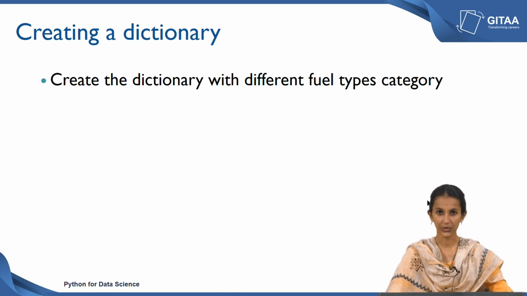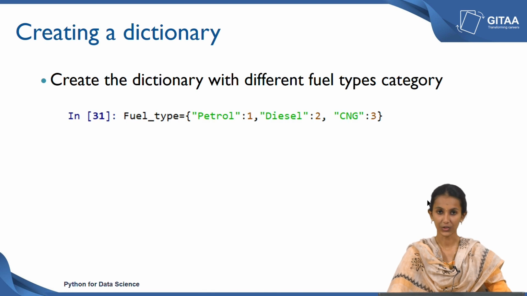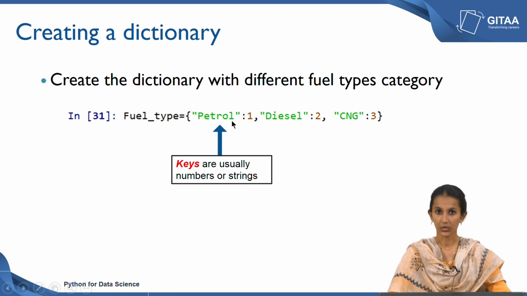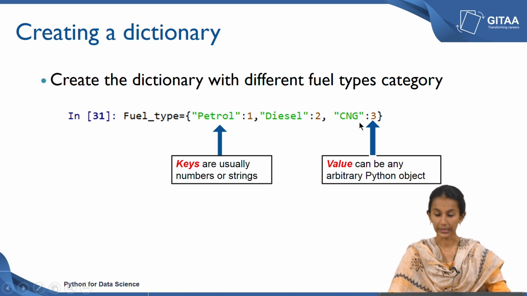We will create a dictionary with different fuel type categories. I will create a dictionary called fuel_type with petrol colon 1. The keys can usually be numbers or strings, so it is an immutable type. Diesel and CNG are the keys; 1, 2, 3 are the values, which can be of any data type.